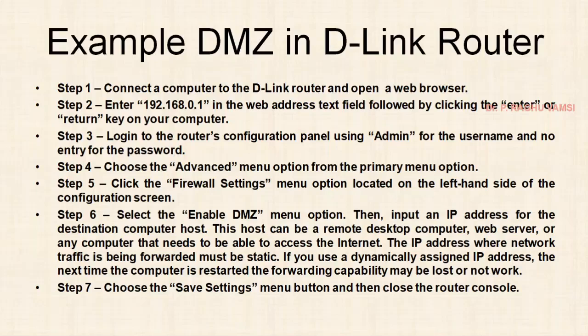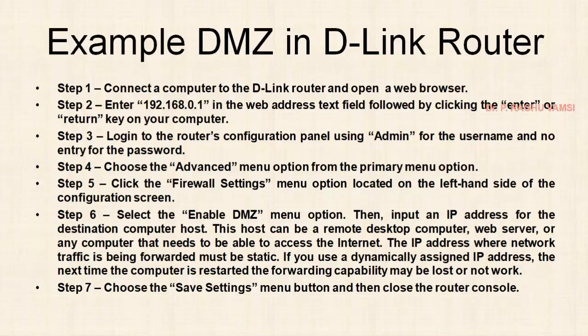And if you want to disable it, the same operation: connect with the web browser, use the IP address of the router and the administrator and admin password. Then go to the firewall settings and disable the DMZ. Then choose the save settings button and close the router console. So thereby the DMZ will be configured in your D-Link router.